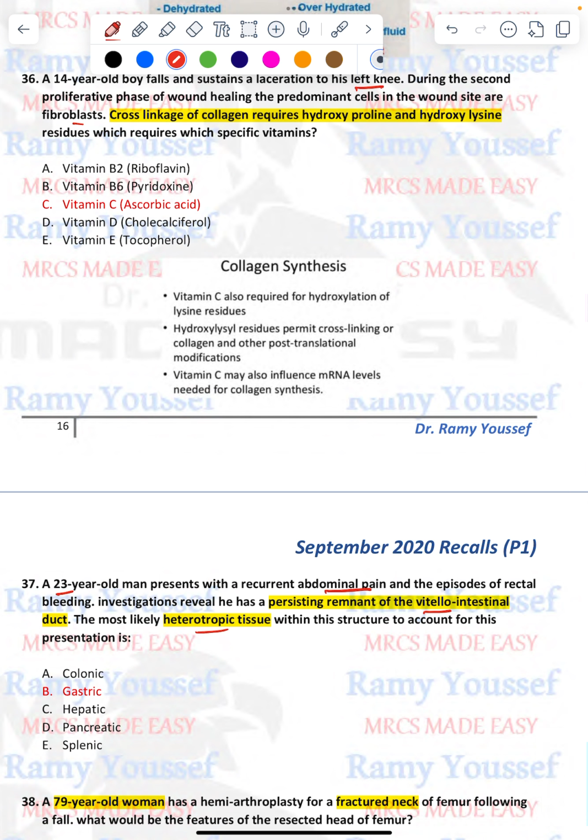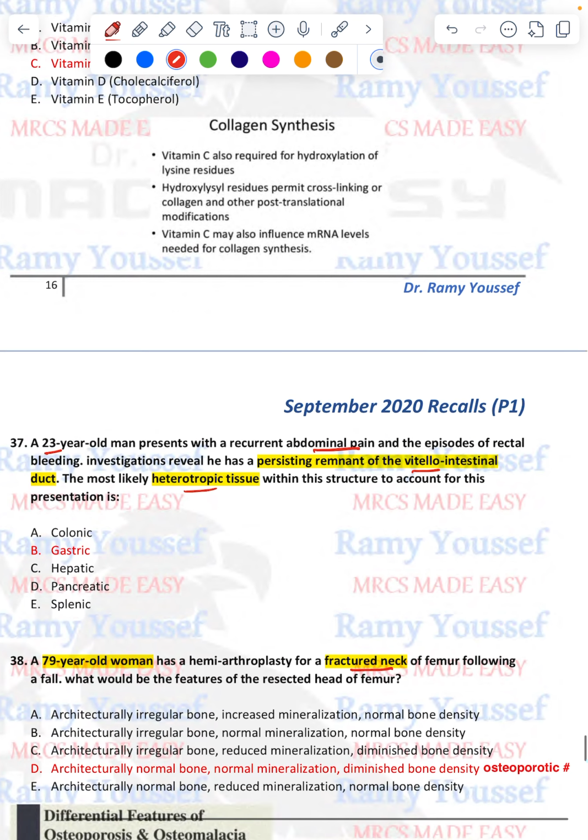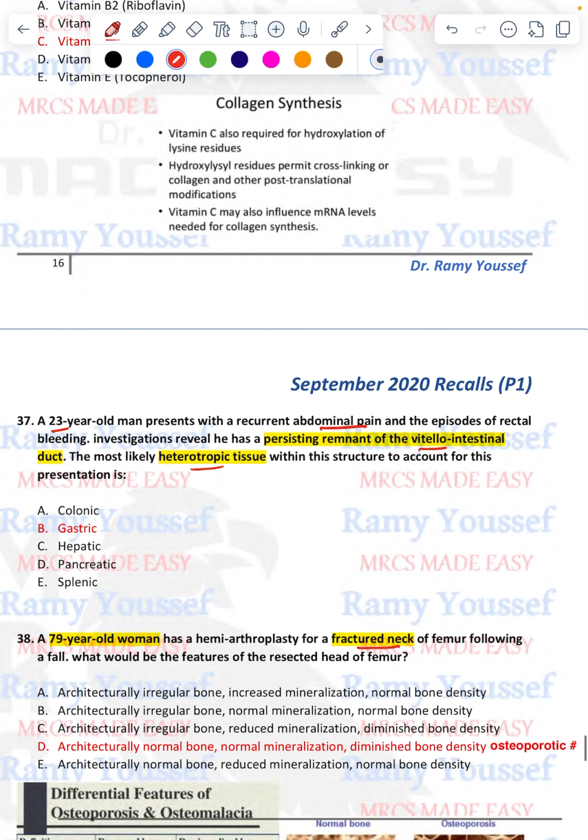A 79-year-old woman has hemiarthroplasty for a fractured neck of femur. What would be the feature of the resected head? Whether it is osteoclastic, normal bone with non-mineralization, diminished bone density, osteoporotic.